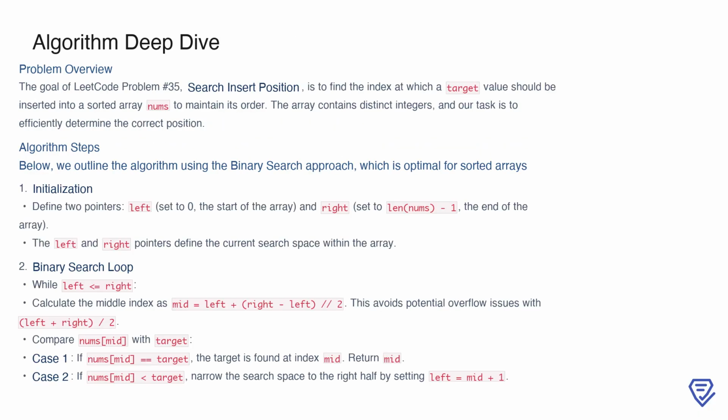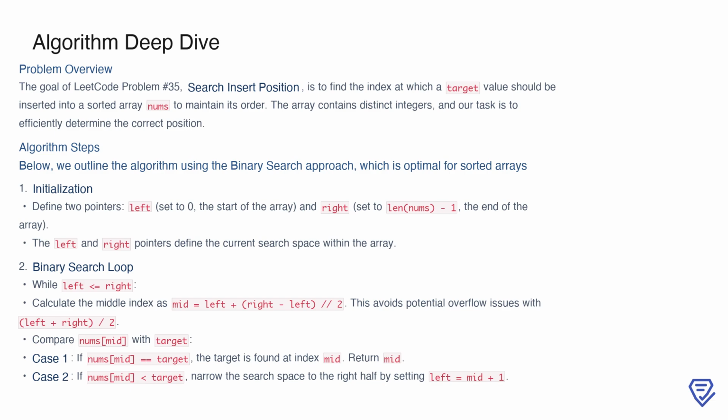In this problem, we are tasked with finding the index where a target value should be inserted into a sorted array to maintain its order. The array contains distinct integers, and the goal is to determine this position efficiently. To achieve this, we use the binary search algorithm, which is well suited for sorted arrays.